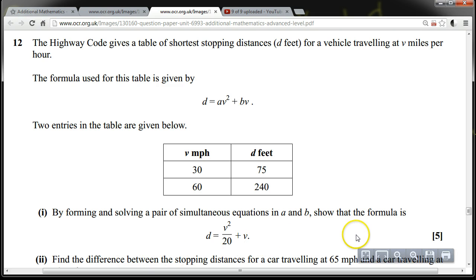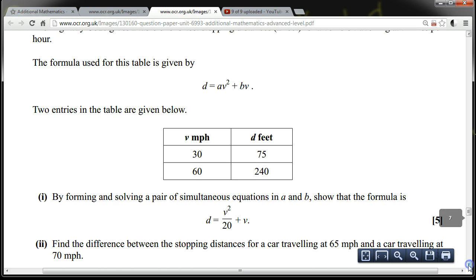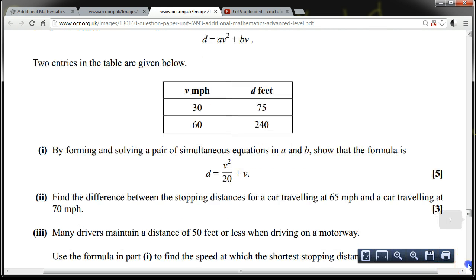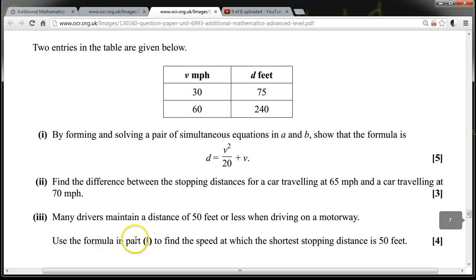Find the difference between the stopping distances for a car travelling at 65 miles an hour and a car travelling at 70 miles an hour. Many drivers maintain a distance of 50 feet or less when driving on a motorway. Use the formula in part 1 to find the speed at which the shortest stopping distance is 50 feet.